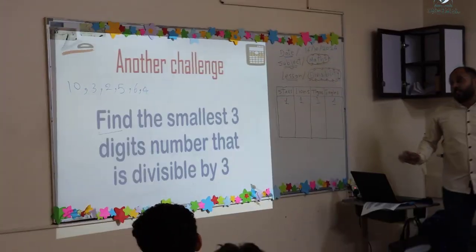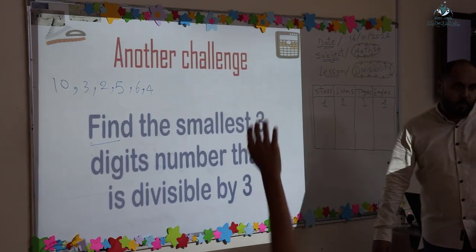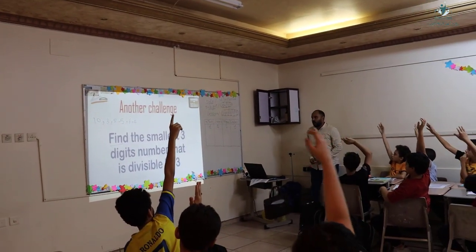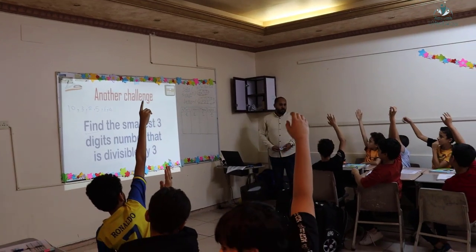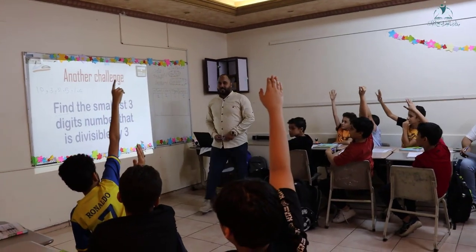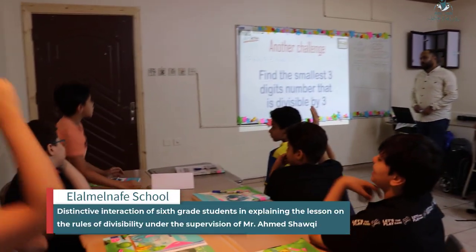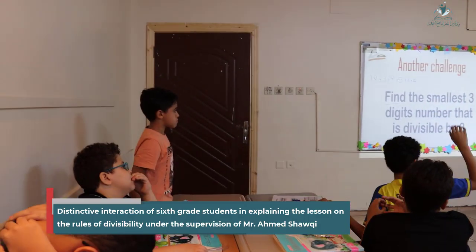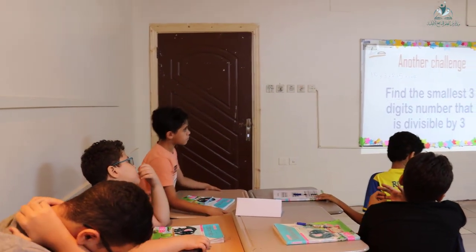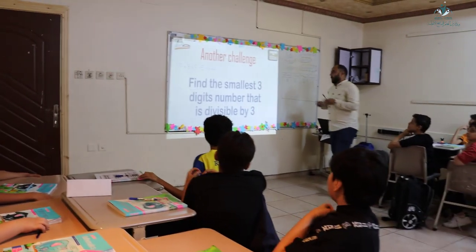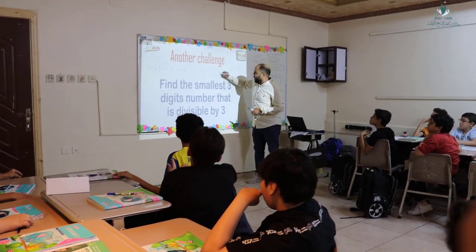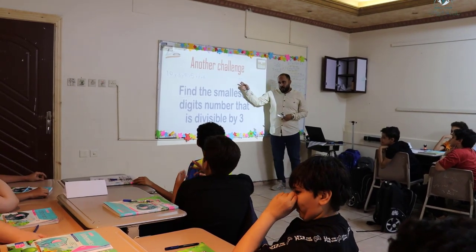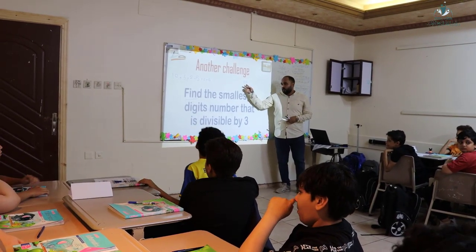Okay, another challenge. Find the smallest 3-digit number that is divisible by 3. Who can answer this question? Yes, Ahmed. 102. The smallest 3-digit number that is divisible by 3 is 102? Okay, what is the smallest 3-digit number? 100. Is 100 divisible by 3? No. Why?